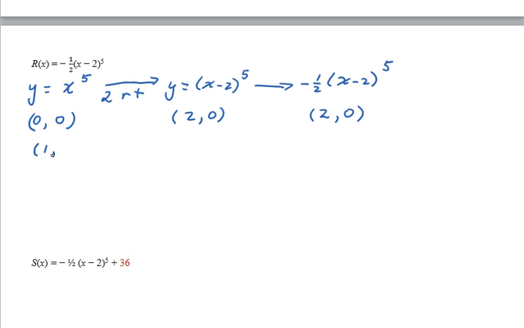When we look at (1, 1), it will first of all go to (3, 1), but it will then go, when the y is multiplied by negative 1/2, to (3, negative 1/2). The multiplying by negative 1/2 shrinks the graph vertically by a factor of 1/2.